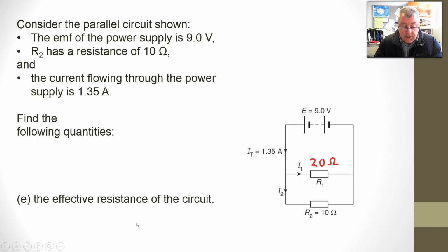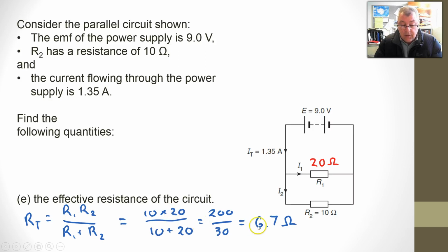What's the effective resistance of the circuit? Now we've got 10 ohms here and 20 ohms here. We can't just add them together because it is a parallel circuit. We have to use our formula, and we put our numbers in, and we get 6.7 ohms. So we could replace these two resistors with a 6.7 ohm resistor, and it would have no effect whatsoever on the rest of the circuit.